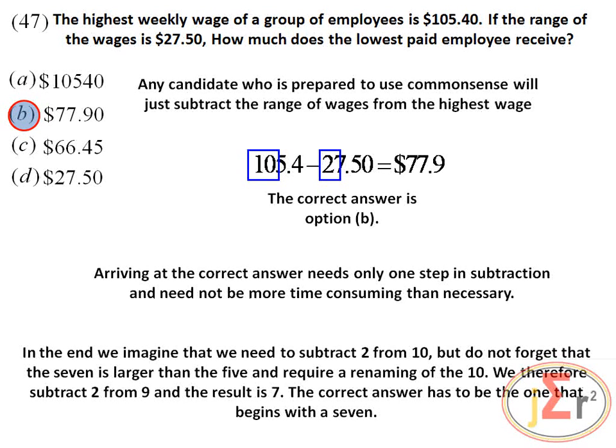But do not forget that the 7, that is the number trailing 2, is greater than 5, that is the number trailing 10. Therefore, the subtraction will require a renaming of 10 that we have here. We therefore subtract 2 from 9 and the result is 7. The correct answer has to be the one that begins with a 7. So this is our correct answer.